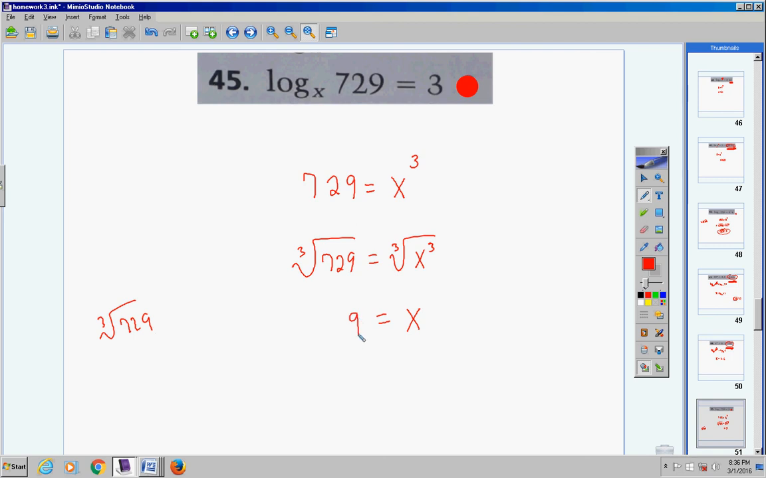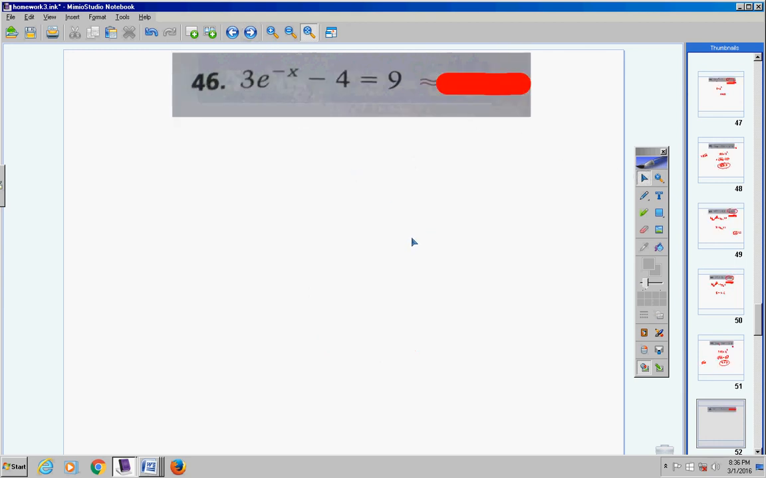All right. Now we do have to check this. It's a logarithmic equation. Check your answer. Pick up your answer 9 and put it in for x. Is my base positive? Yes, it is. So we're good. The answer is 9. Number 47, or 46, excuse me.